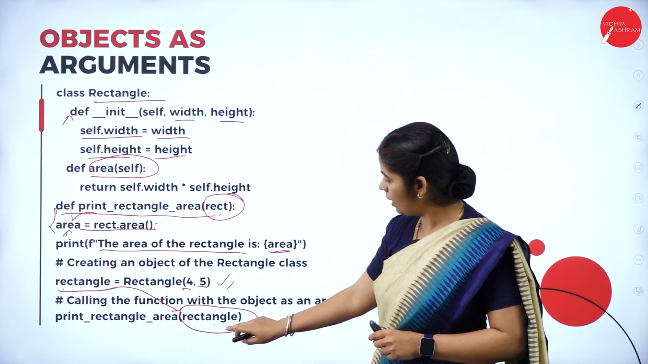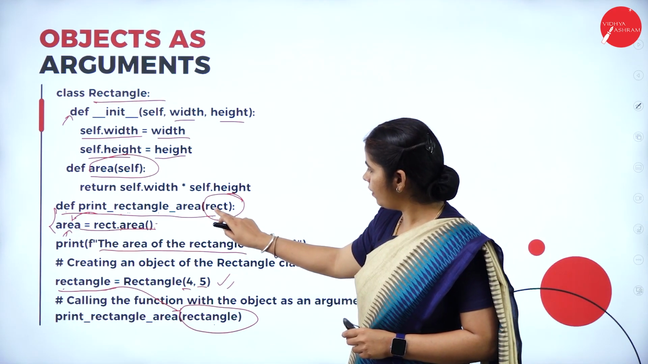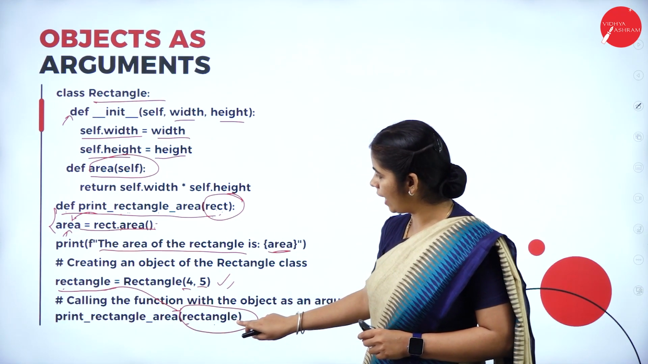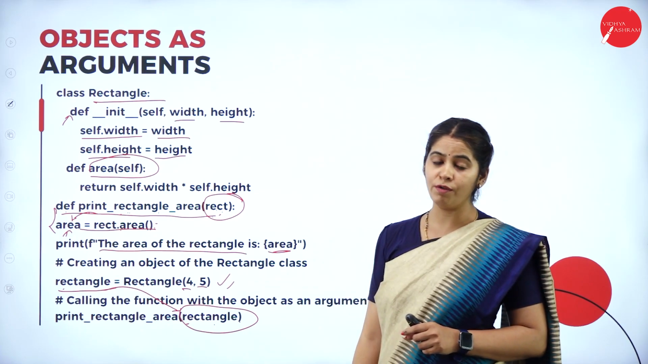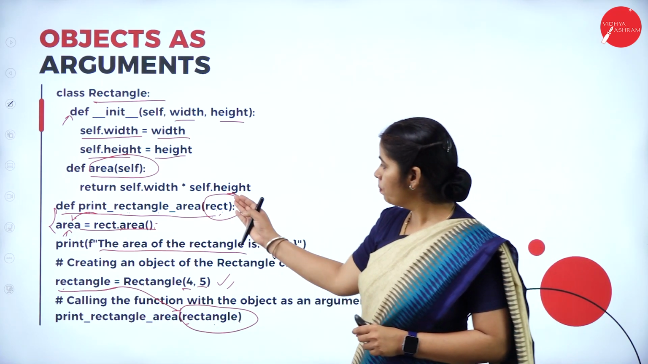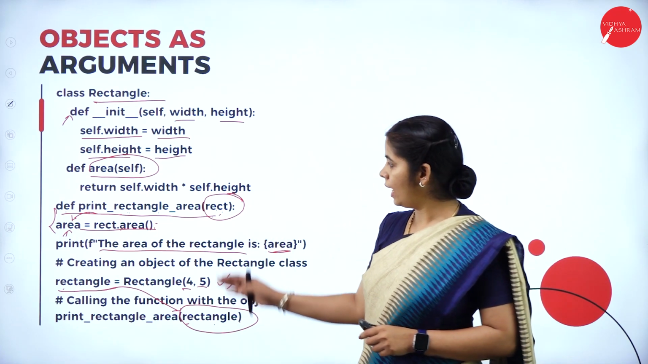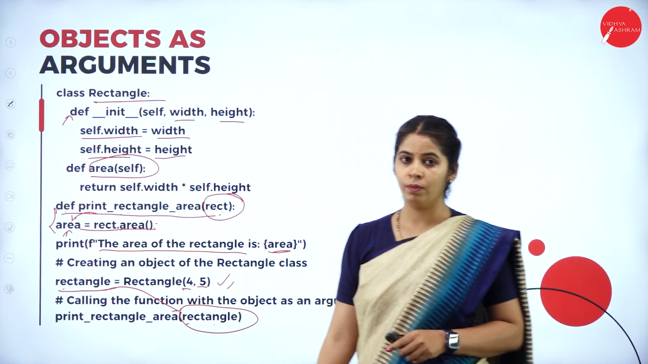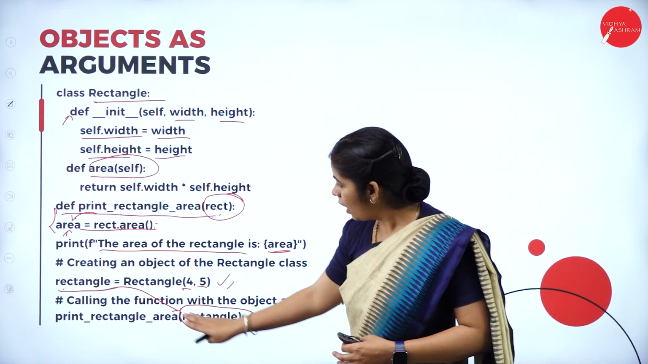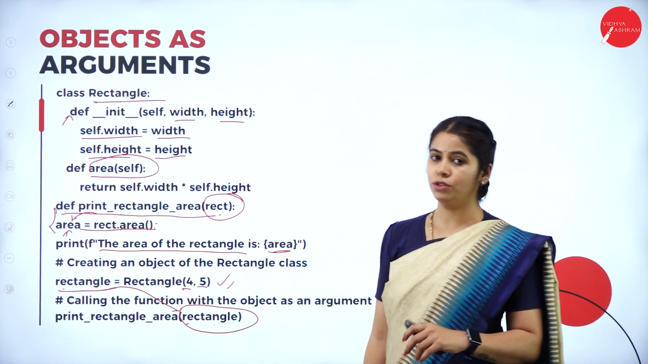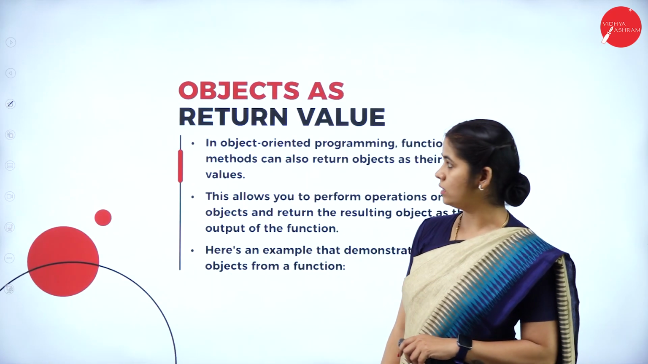In place of the rectangle parameter, the function will take the value sent, that is 4 and 5, as the values for the rectangle, and the area will be computed. So this is how we can pass an object as a parameter to any function within the class.